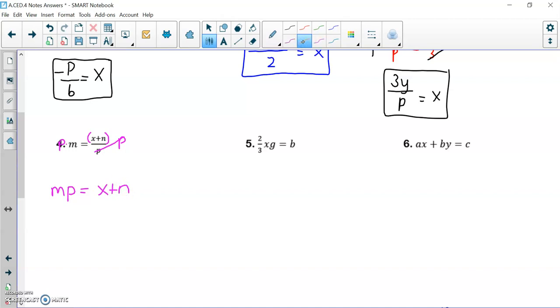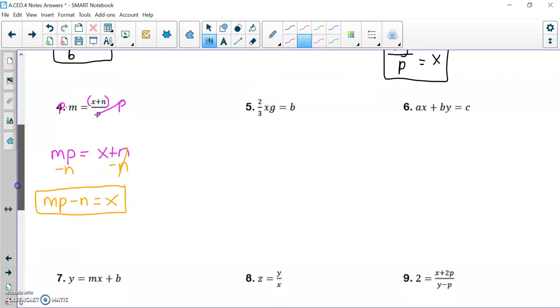I'm adding an n to my x, so to undo that operation, I'm going to subtract n from both sides. So I have an mp minus an n is equal to an x. So I solved for x, and that is my final answer.